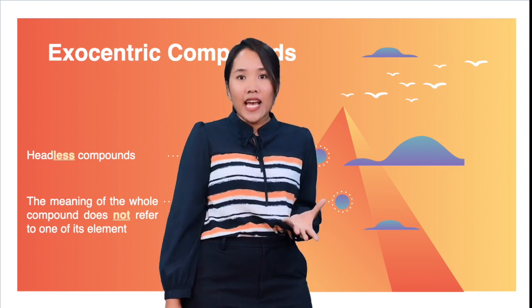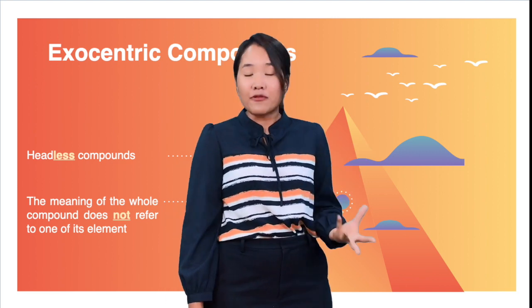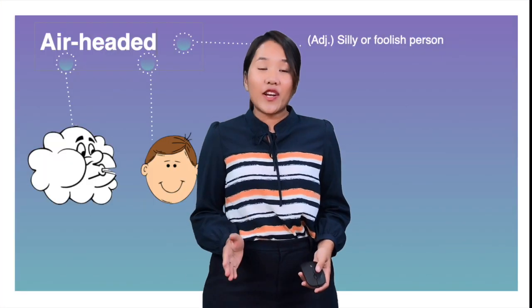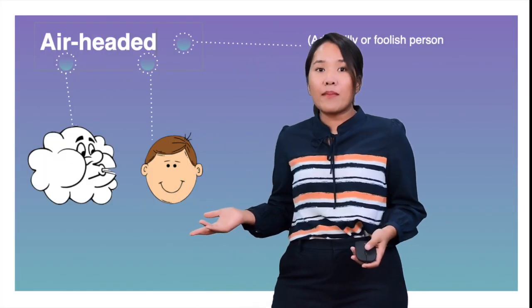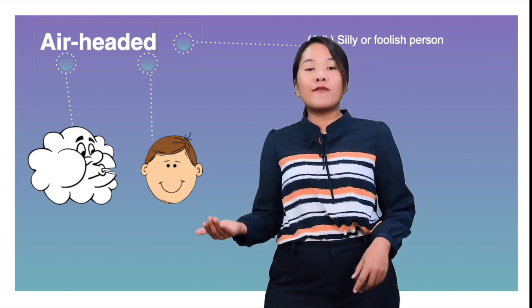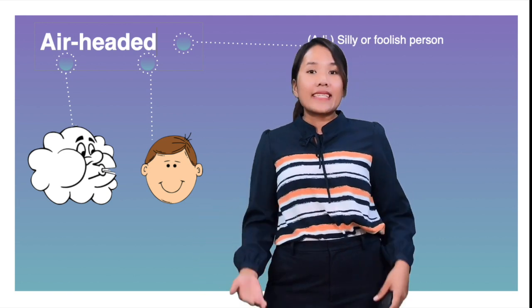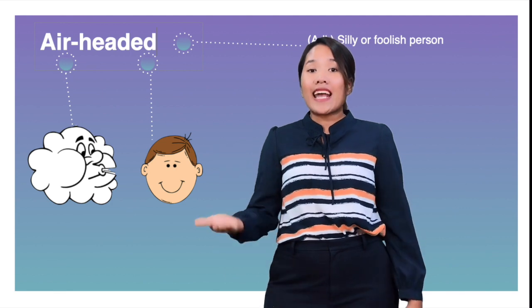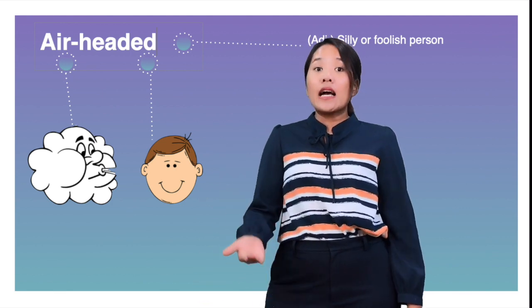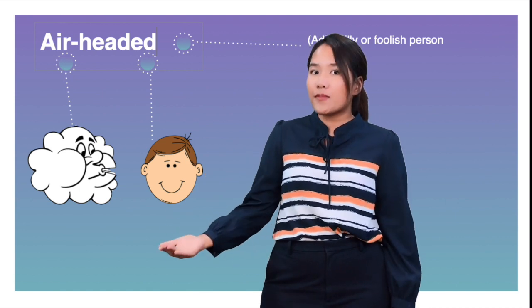That is to say, the whole meaning of the compound does not refer to one of its elements. To have a clearer picture, here is an example. The compound air-headed, which refers to a silly or foolish person. We can clearly see that the whole meaning of this compound refers to the type of person, especially a silly or foolish person.